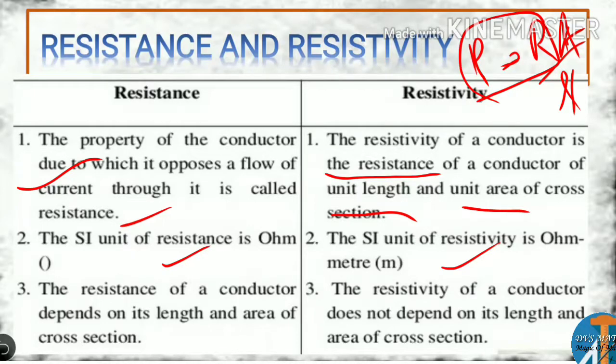Finally, the resistance of a conductor depends upon length and area of cross section, but resistivity does not depend upon length and area. These are the main three differences between resistance and resistivity.